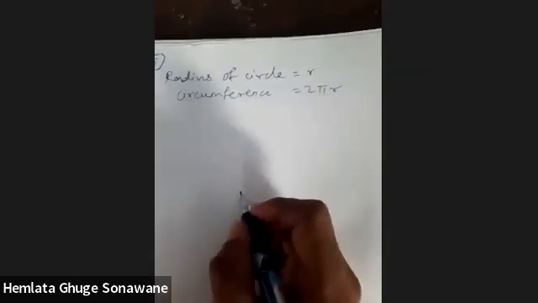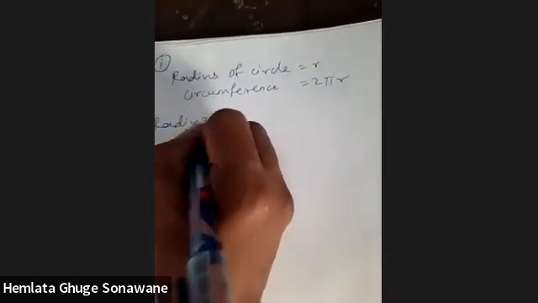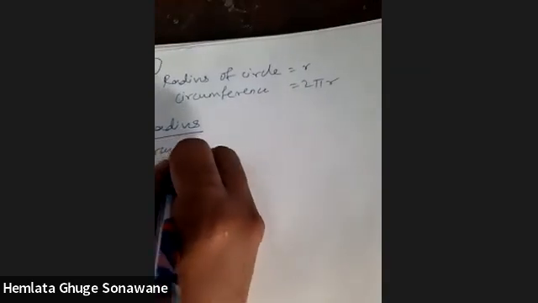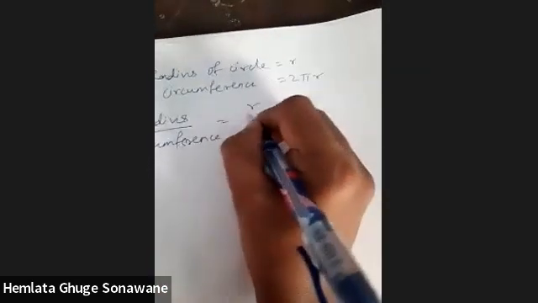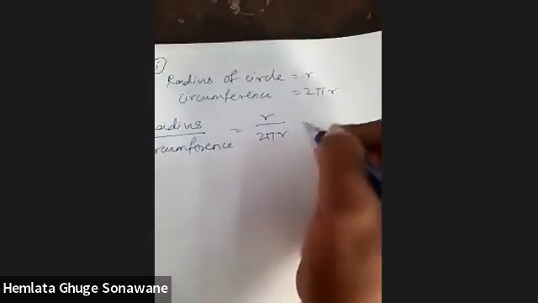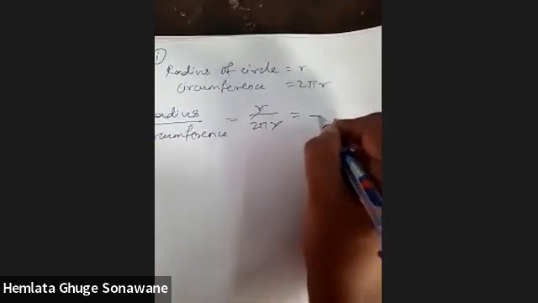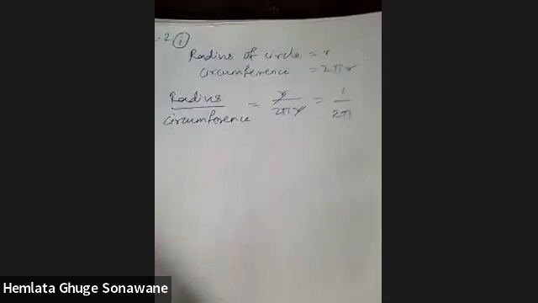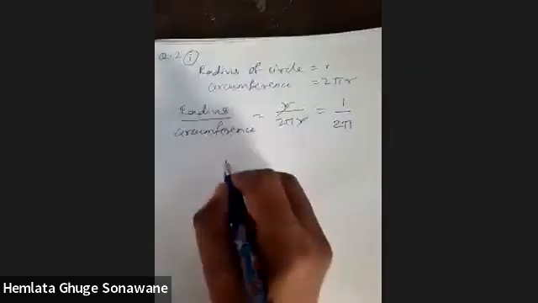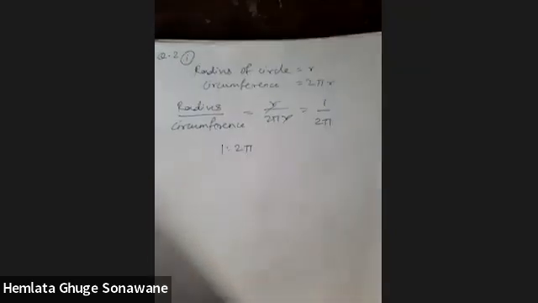Now to take the ratio of this, that is radius upon circumference, we'll write r upon 2 pi r. This r gets cancelled. So 1 remains at the numerator and 2 pi at the denominator. So the ratio is 1:2 pi.